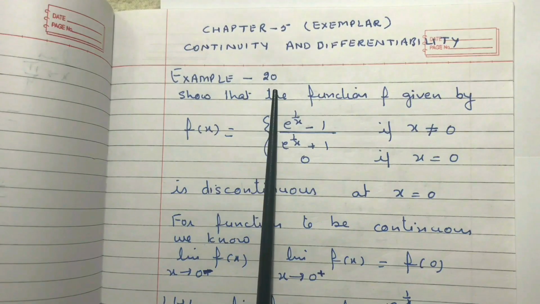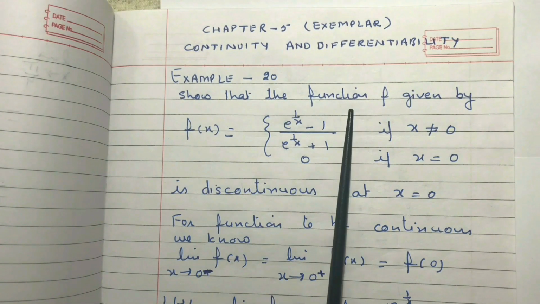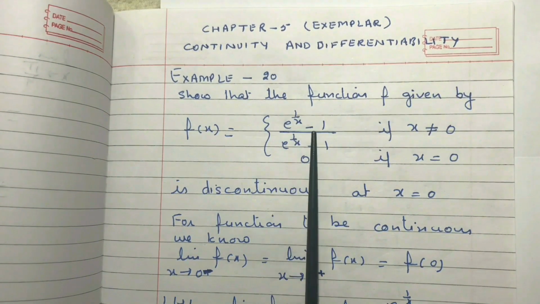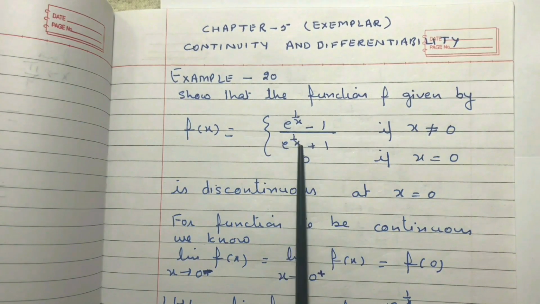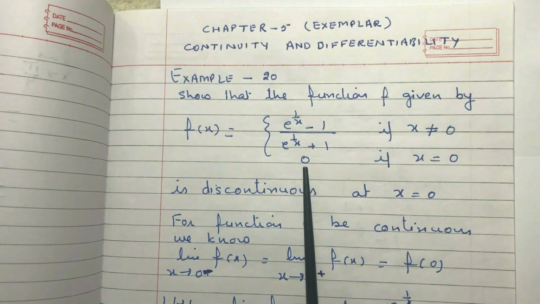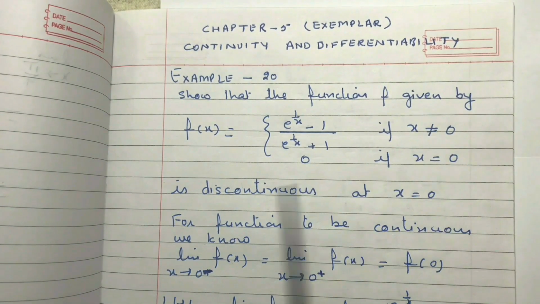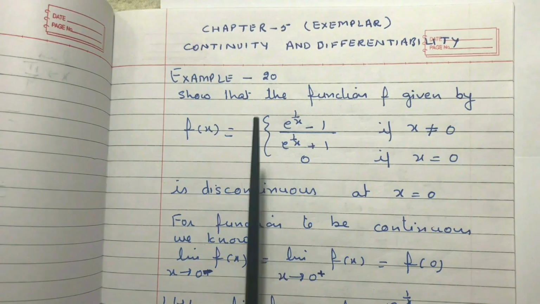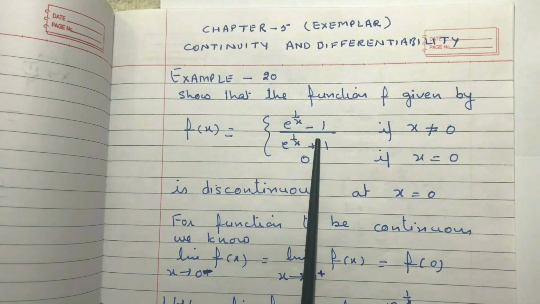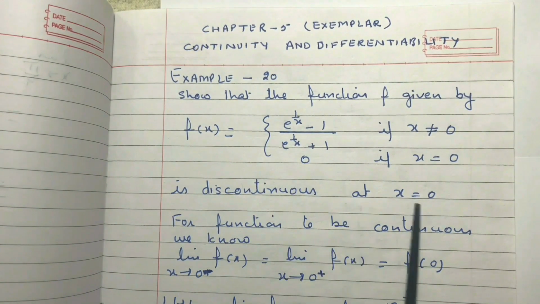This is example 20. Show that the function f given by f(x) is equal to e raised to power 1 by x minus 1 upon e raised to power 1 by x plus 1 if x is not equal to 0, and this is equal to 0 if x is equal to 0. This is discontinuous at x is equal to 0. So in this example, we are supposed to prove this function is discontinuous at x is equal to 0.